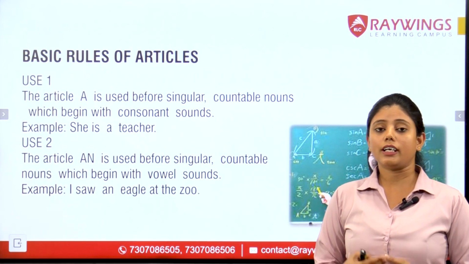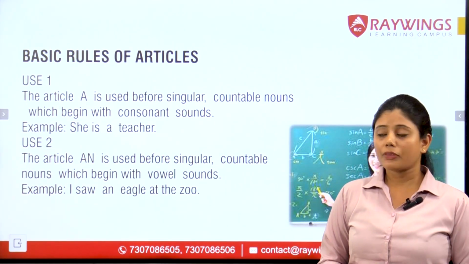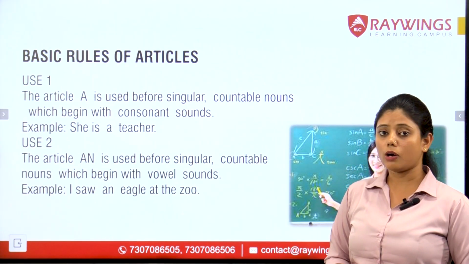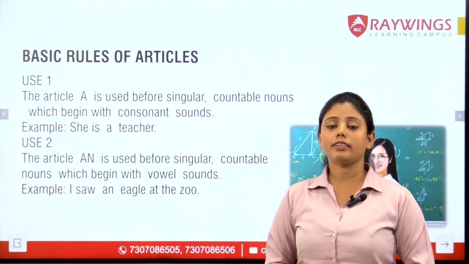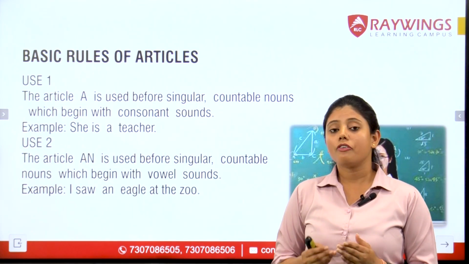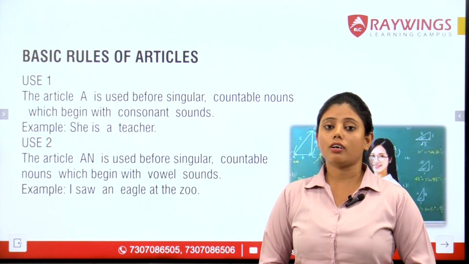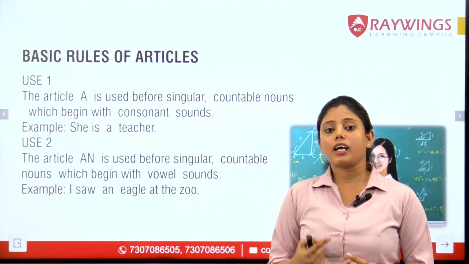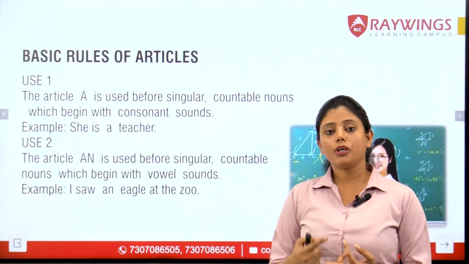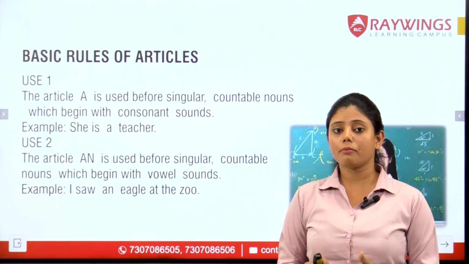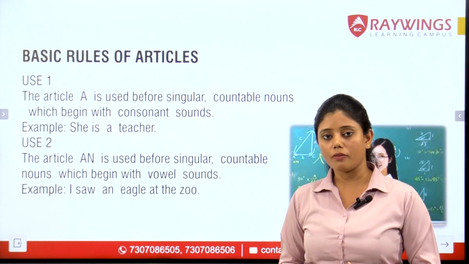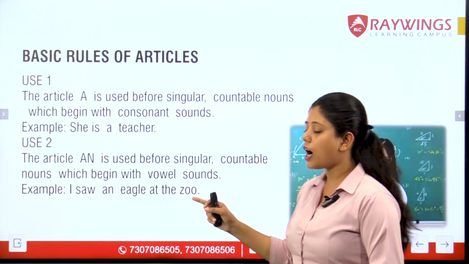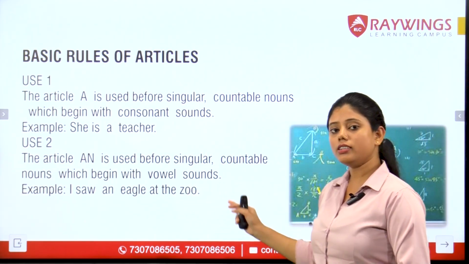Now, the second rule is about article an. Article "an" is used before singular and countable nouns, but you have to remember one thing, that we will use article "an" when any word is beginning with a vowel sound. That is, it should begin with an A, E, I, O, U sound. Always remember the sound should be of these vowels, then only you are going to use article an before that. For example, I saw an eagle at the zoo.